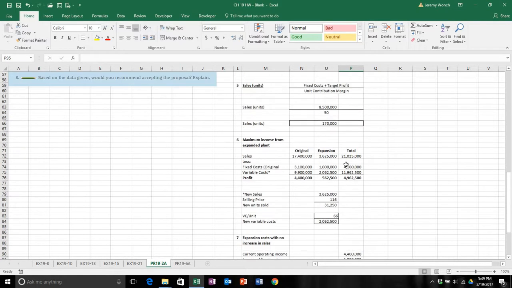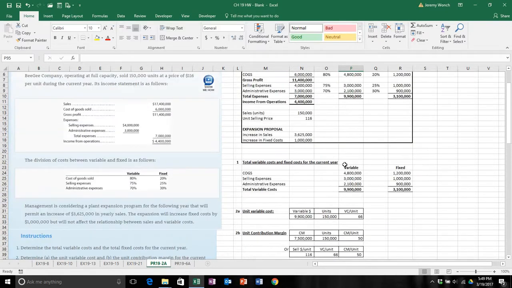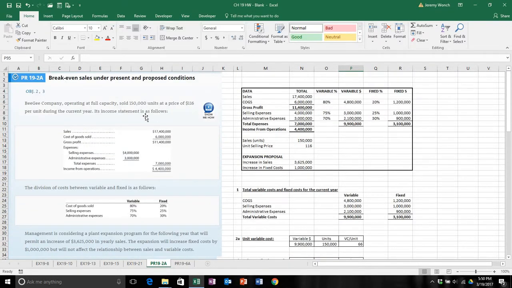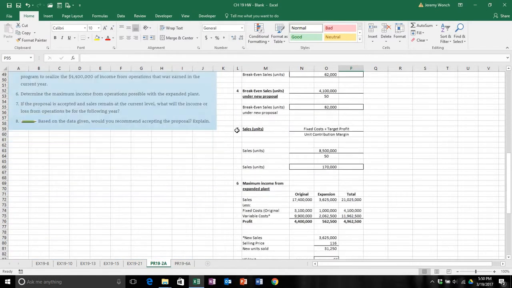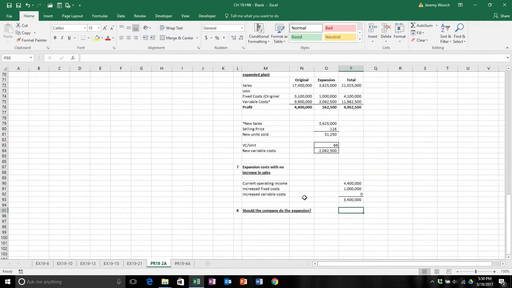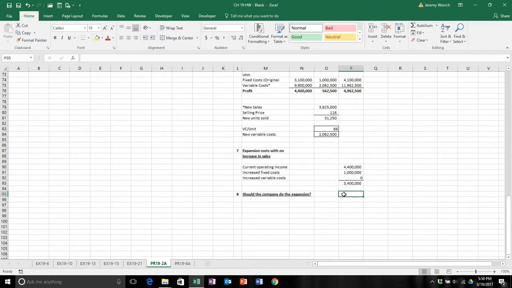I would say in this situation, if we're at capacity and we're selling our full capacity, chances are there's a good chance that we have the opportunity to sell more units. And given the fact that even if we don't sell more units, we're still making a profit, I would think it would probably be a beneficial move to do, but it's not without its risks.